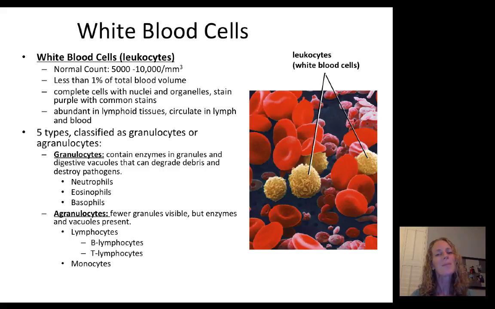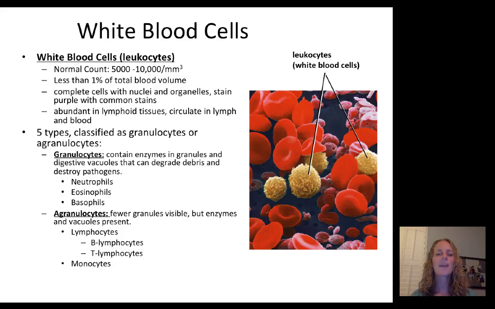Now let's talk about the white blood cells. White blood cells are leukocytes. The normal total white blood count is 5 to 10,000. That's less than 1% of total blood volume. Remember that red blood cells were in the millions. White blood cells, unlike red blood cells, are complete cells with nuclei and organelles. That means when they stain them with typical stains, they stain purple. They're abundant in the lymphoid tissues and they circulate in the lymph and the blood.